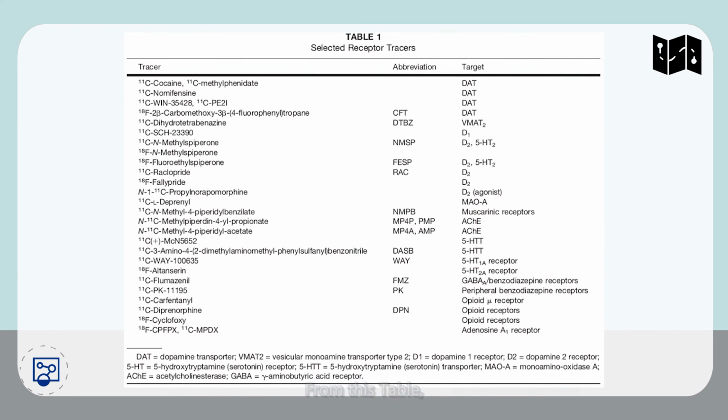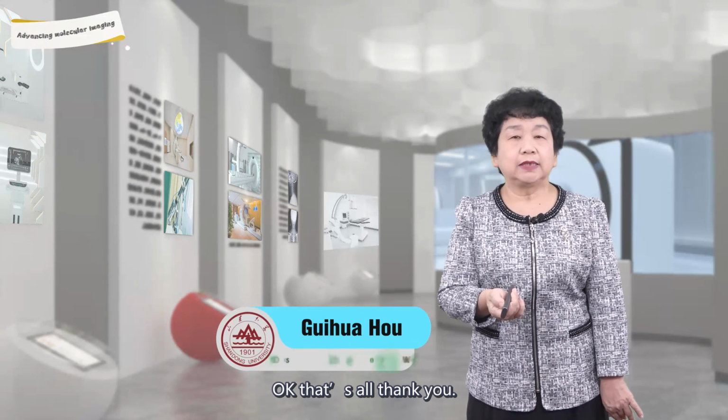From this table, you may see those radiopharmaceuticals already used in clinic targeting receptors, for example, for dopamine transporter receptors, for 5-HT, for monoamine oxidase A, and for gamma-aminobutyric acid receptors, GABA, mainly labeled with positron decay radionuclides, carbon-11 or F18. Okay, that's all for this part.